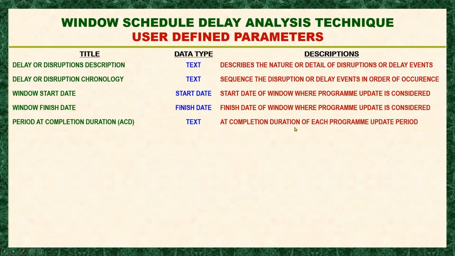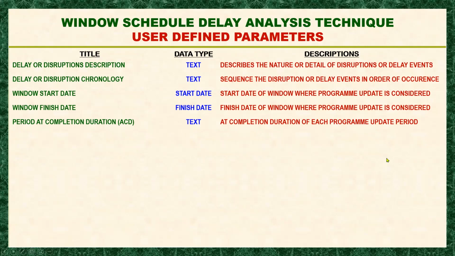At completion duration of each program update period. Okay, that means, let's say for example, our first update now is for the month of June. So at completion duration, we will be updating our schedule for the month of June, and we will find whatever is the at completion duration of that month.